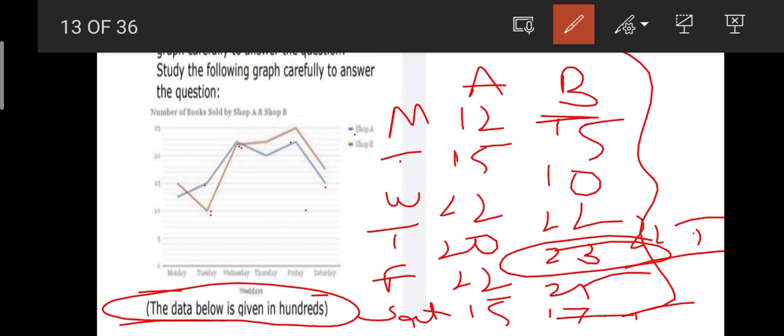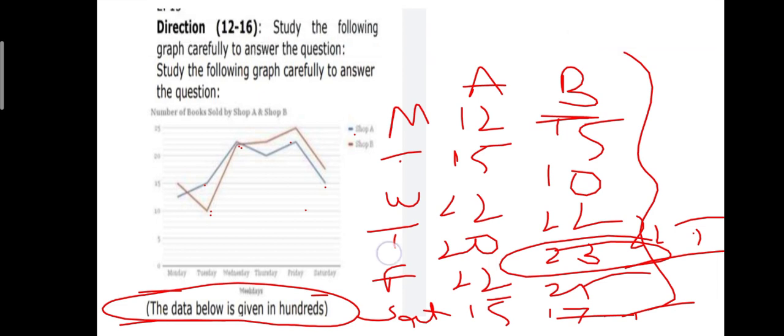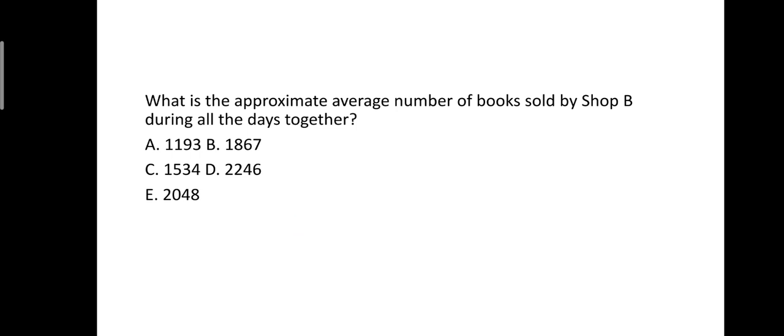These are the books sold by A on Monday, Tuesday, Wednesday, Thursday, Friday, Saturday respectively. Okay, this is the table. Now we'll be moving to questions.